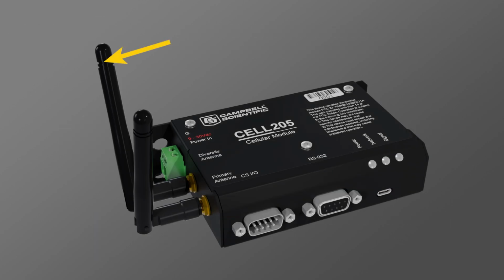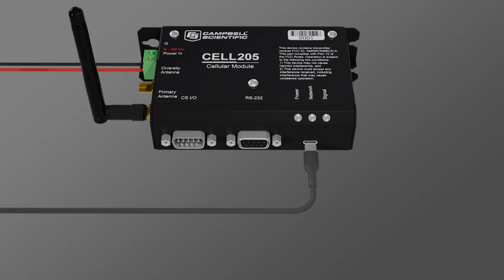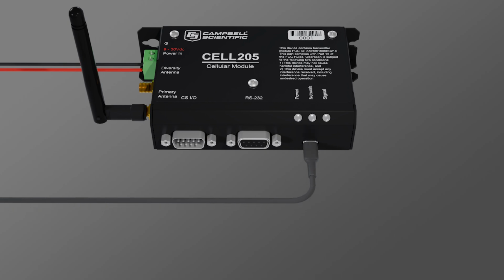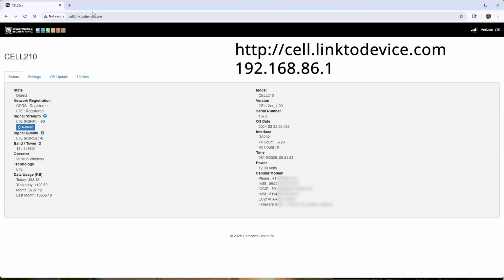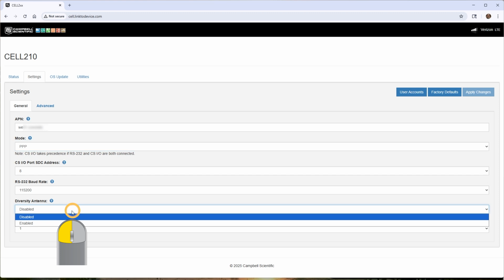Using a diversity antenna can improve system performance. It is often used in 4G networks, but not in 2G or 3G. Browse to the internal modem web page to enable the diversity antenna. Connect the USB cable to the modem. Go to http://cell.linkttodevice.com. Under Settings, enable Diversity Antenna.